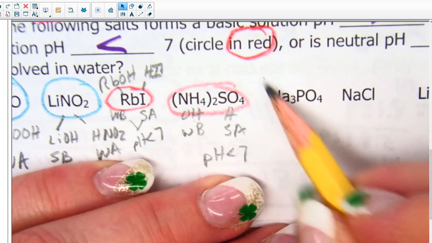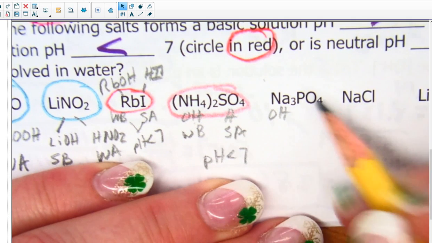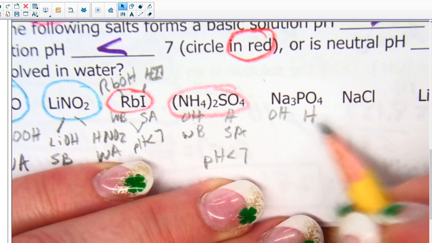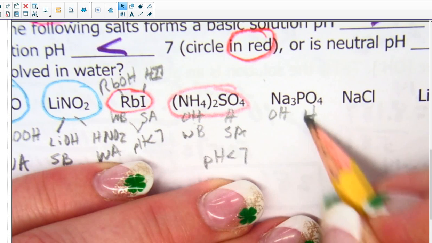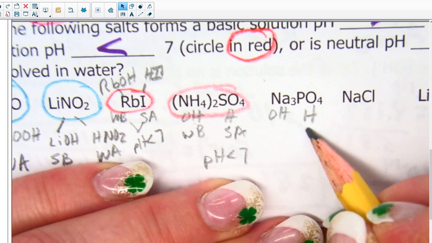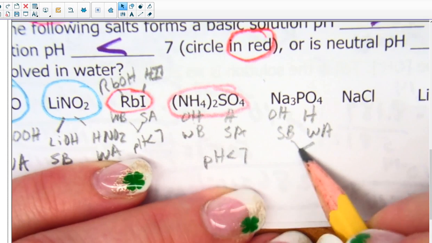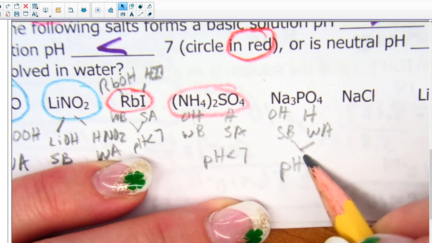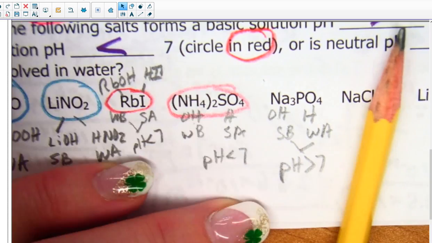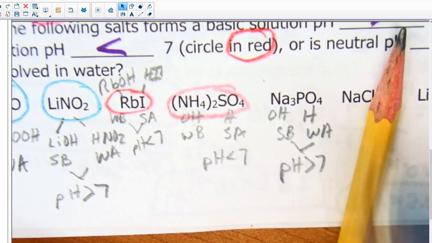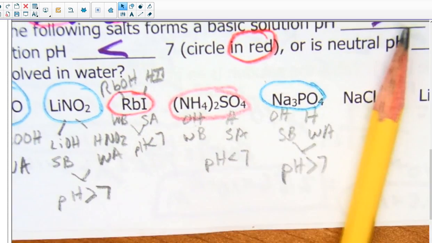Na is going to go with OH, NaOH, and this is going to go with H3PO4. That is not one of our strong acids, H3PO4, so it's a weak acid. NaOH is a strong base. So here we're going to end up with a pH greater than 7, which is a base. So I'm going to pull this out, do this.